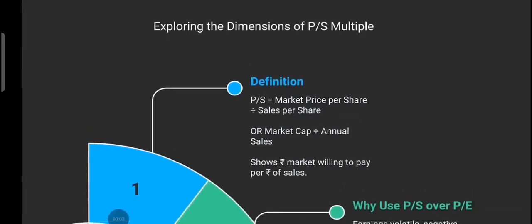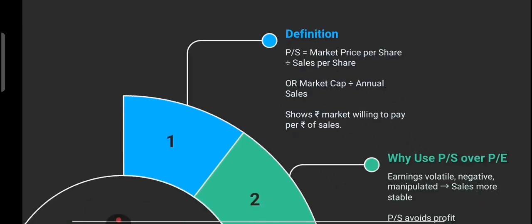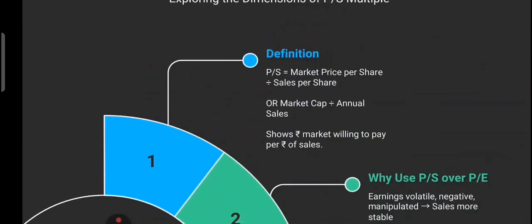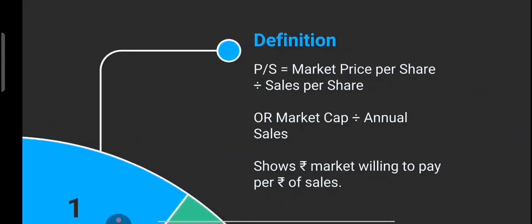Now we have the P/S multiple, which is called price to sales. What is the definition of the P/S multiple? P is the market price per share divided by the sales per share, or simply market cap divided by annual sales. It tells us how much the market is willing to pay for every rupee of sales that the company generates. That is called P/S.